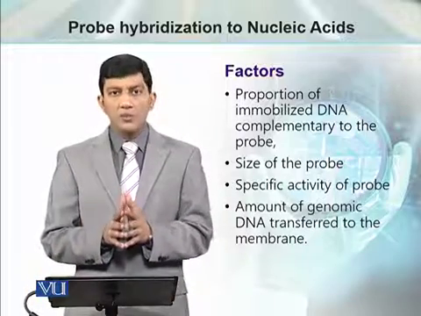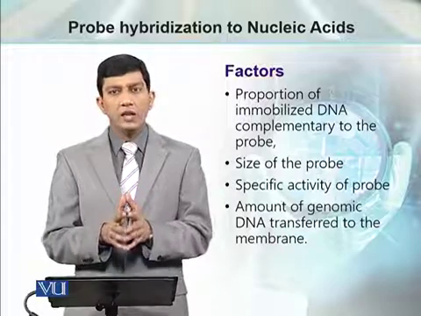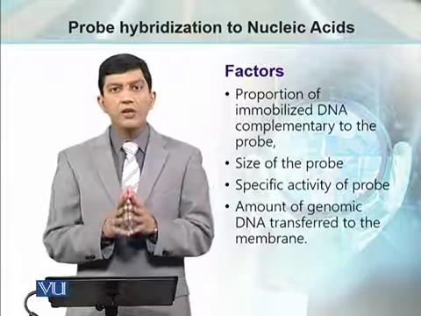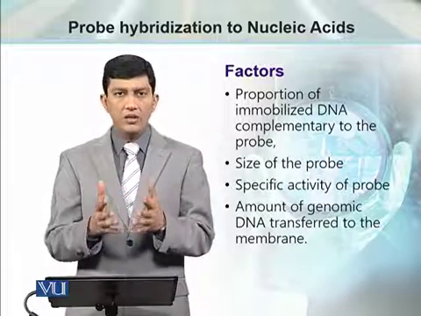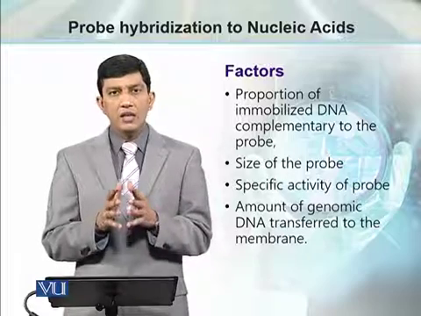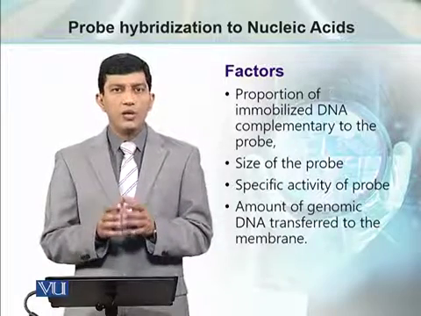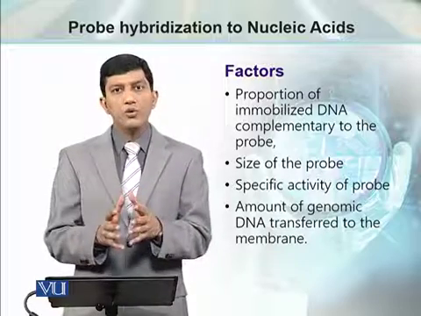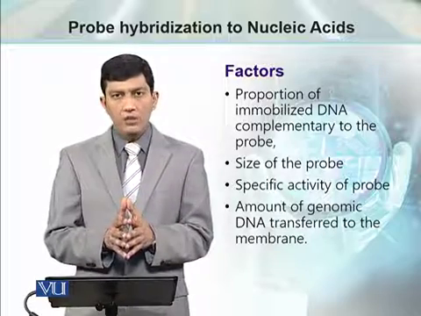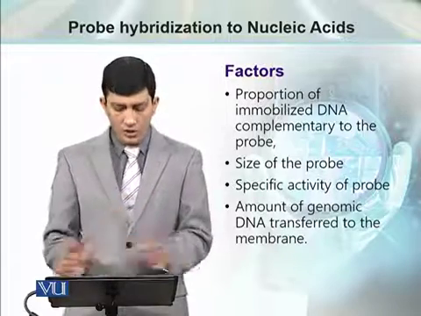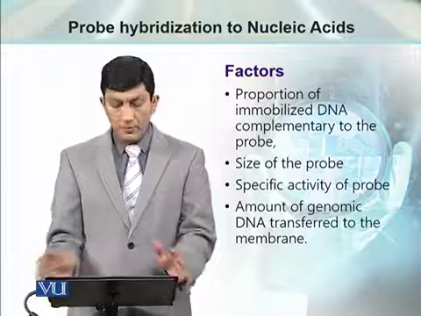उसके बाद size of the probe. A probe की length can be from 200 nucleotides up to several hundred nucleotides. It can be 100 nucleotides as well. But in that case, the length or the size of the probe is going to give you false results as well if you are going to use a very small sized probe. So the probe should be as long as possible for hybridization.